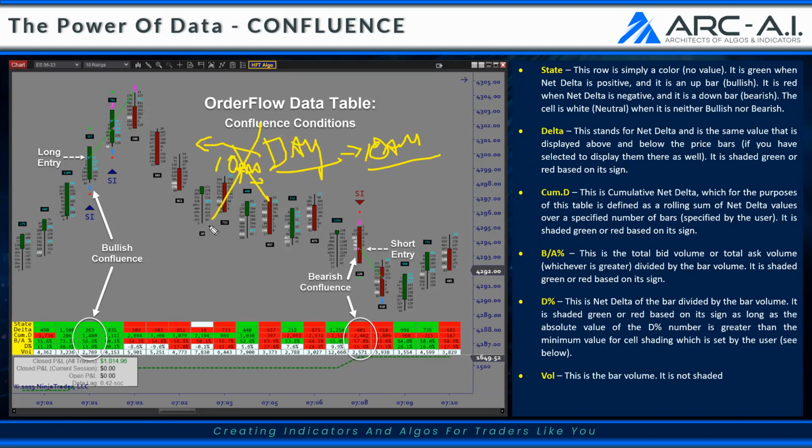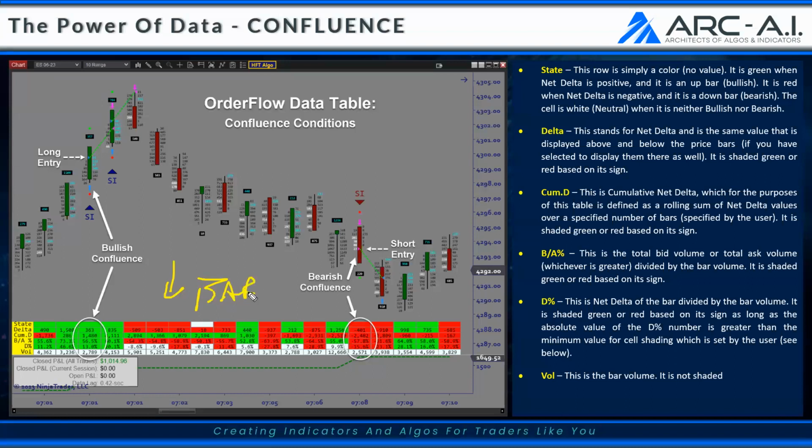So why would we want to let 10 o'clock at night or midnight or 2 a.m. or even the London session affect what our order flow is telling us right now when we're day trading, let's say, in the New York session or in the morning? So with this algo, you can determine how many bars you want to include in your cumulative net delta, which is fantastic.